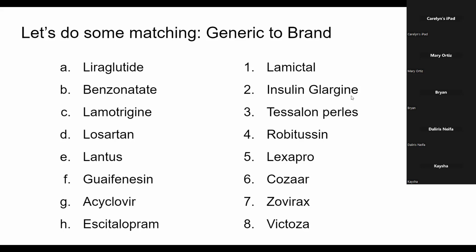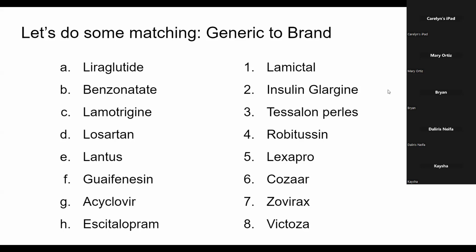So, and I'll just review because we had a few people join us. I'll just review which ones go where. A is liraglutide that goes to Victoza, which is number 8. B is benzonatate, which goes to 3, Tessalon pearls. C is lamotrigine, that aligns with Lamictal, or 1. Losartan is Cozaar, so D goes with 6. Lantus is insulin glargine, that's our long-acting insulin. So E goes with number 2.